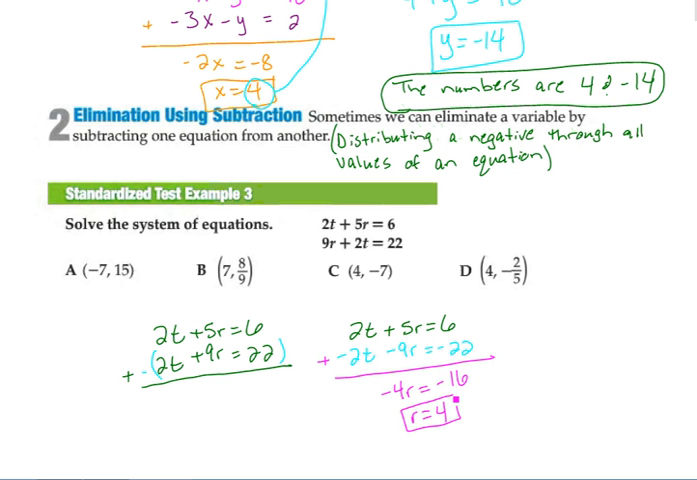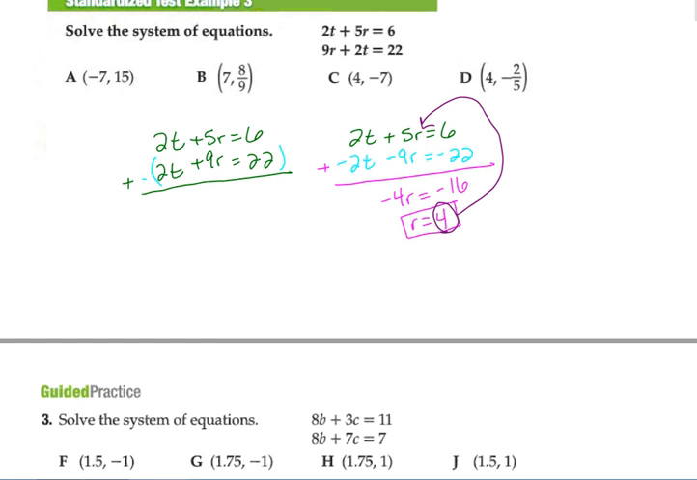Okay. With that, notice I have quite a few different options. So I'm just going to go with the safe option of taking that 4 and plugging it in to this top equation. So I have 2t plus 5 times 4 equals 6. And then we know the drill.